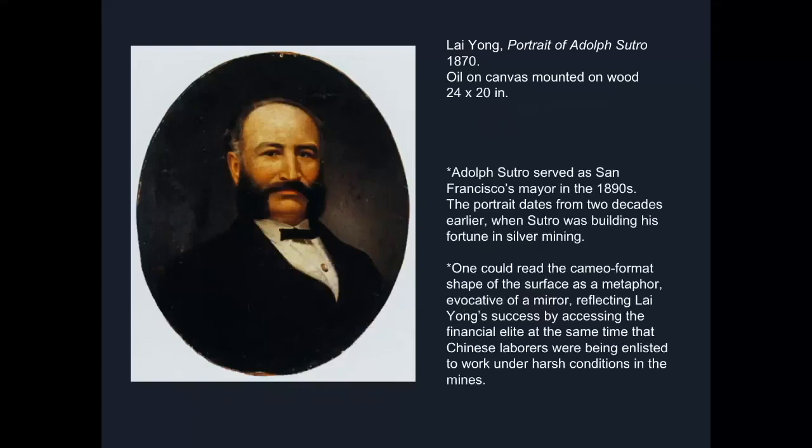And then we also have a major photographer named Lai Yong. And if you don't see the photographer's name, you don't recognize whether it's a work by Asian Americans or not. And this is the portrait of Adolf Sutro. It's a painted portrait. So who was Adolf Sutro? He was a San Francisco mayor in the 1890s. So obviously this painter moved up the social ladder, and he was interested in having a portrait made for this mayor.